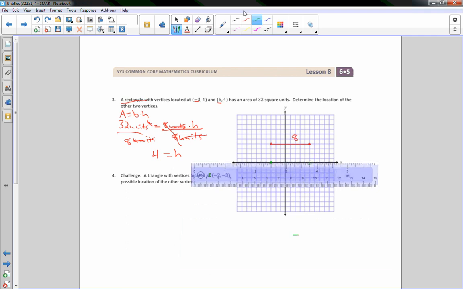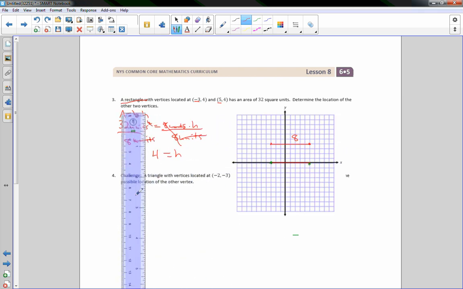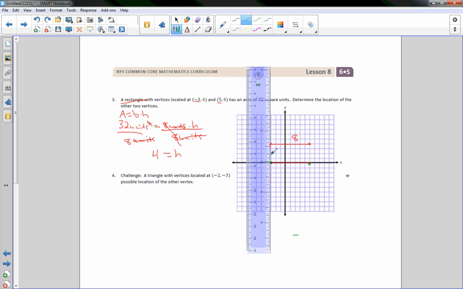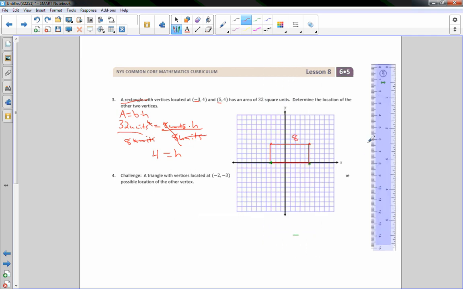Let me use red for the whole thing. Rotate to 90 degrees and draw these sides. And there's my rectangle of area 32. So this is actually units. Okay, so it says determine the location of the other 2 vertices. So I haven't answered the question yet. The other 2 vertices are -3, 0 and 5, 0.